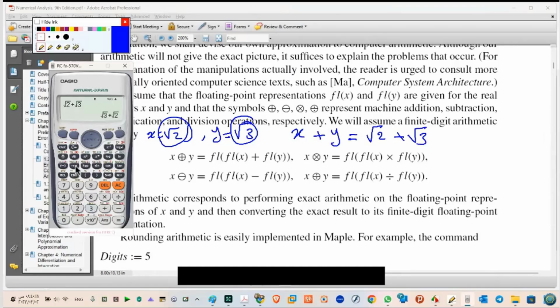What's the answer? This is the answer. You can change the format like this if you want. Here you have rounding, or you can change it to be like this. So this is the answer, for example.